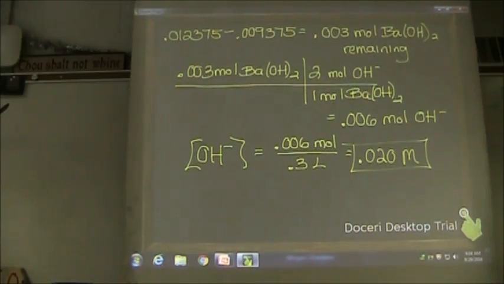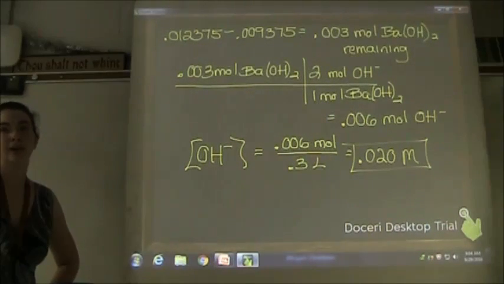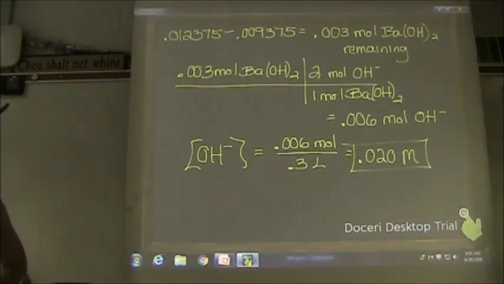Just to make sure we've got this, guys, what would the molarity of H plus be at the end of this problem? Some number? 0. There isn't any H plus. Remember, that was my limiting reactant. Limiting reactant means it's gone.